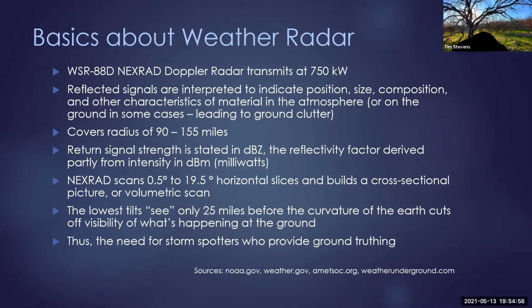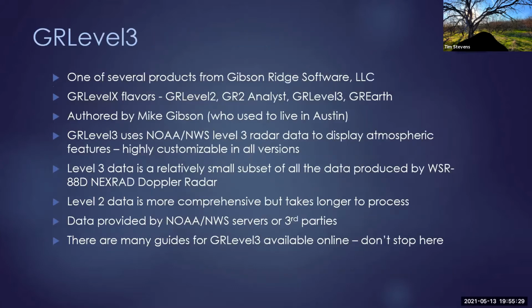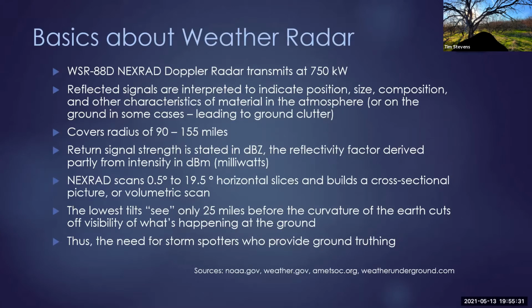The lowest tilt sees only 25 miles. Because of the curvature of the Earth, it starts cutting the legs off of what they're seeing. And therefore, that's why we need ground truthing provided by spotters, sometimes chasers, but anybody who's got a Skywarn certificate in their hands. Your information is extremely valuable to the National Weather Service because they just can't see down to ground level. And even if they could, sometimes the radar will lie to you. And so the information is extremely valuable.